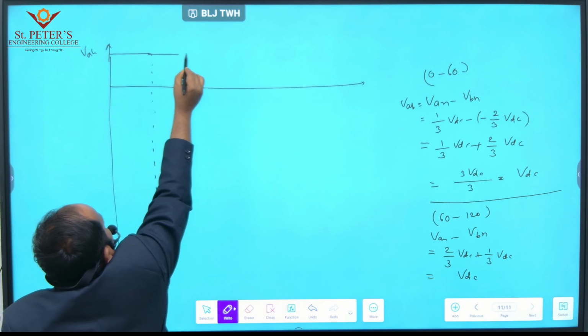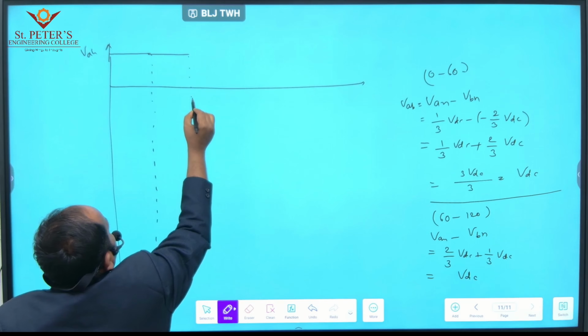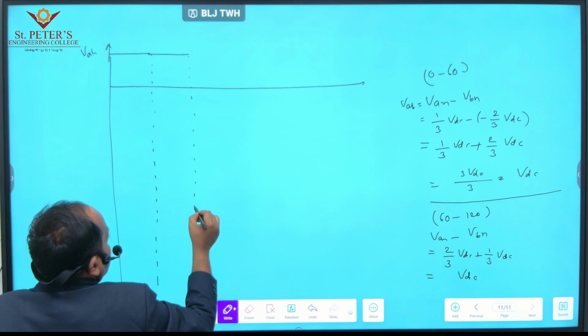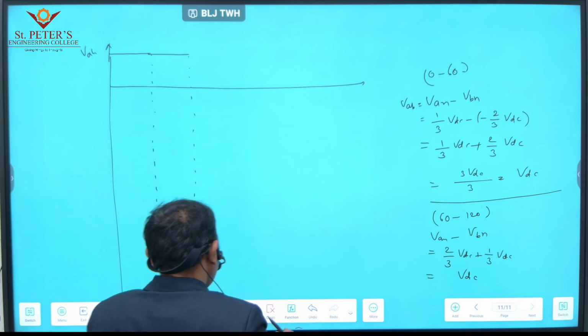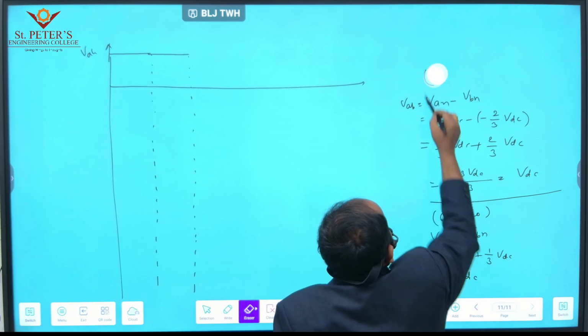Again VDC for the next 60 degrees, that is up to 120. Okay. Then what about the next one? 120 to 180.